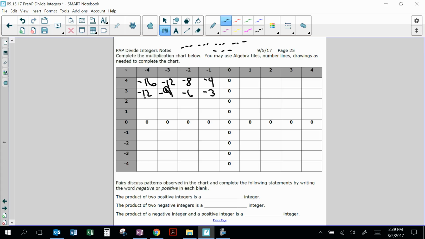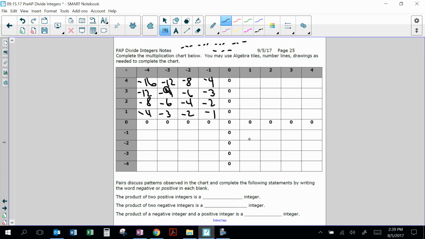2 groups of negative 4 is negative 8. 2 groups of negative 3 is negative 6. 2 groups of negative 2 is negative 4. 2 groups of negative 1 is negative 2. 1 group of negative 4, 1 group of negative 3, 1 group of negative 2, and 1 group of negative 1. That is so weird. All of them are negative.